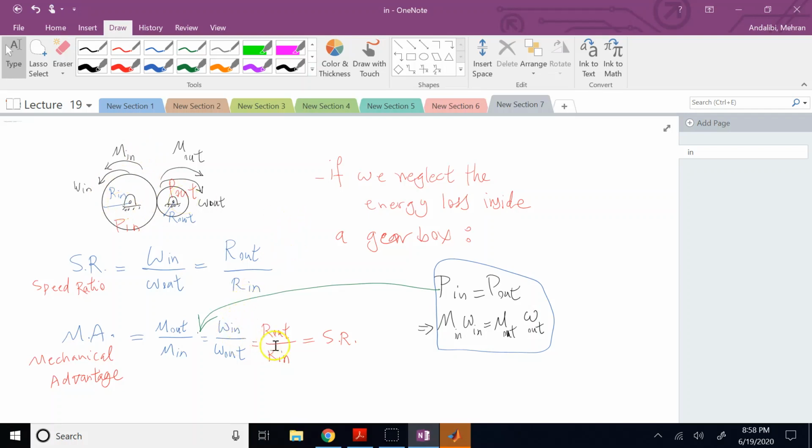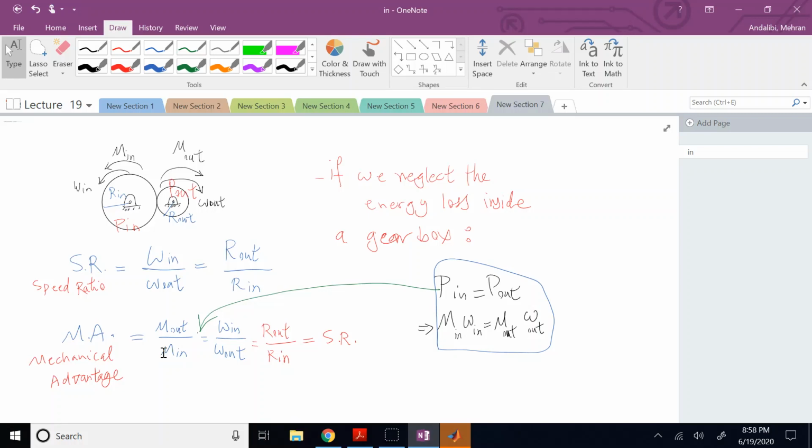That makes this speed ratio bigger than 1, therefore the mechanical advantage is bigger than 1, so omega out is less than omega in, but M out is bigger than M in. So RPM goes down, torque goes up, and that's what you need in low gear. The opposite: you put it in high gear, RPM goes up, torque goes down.